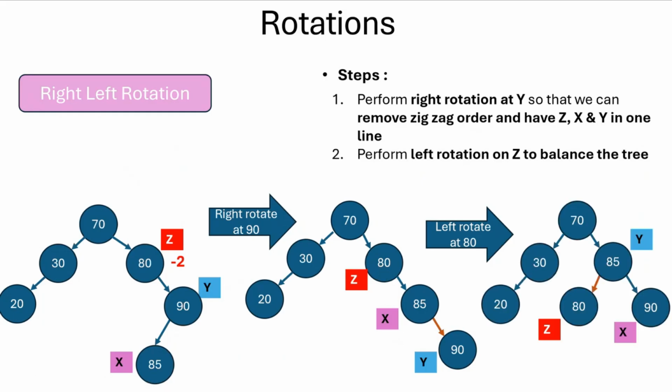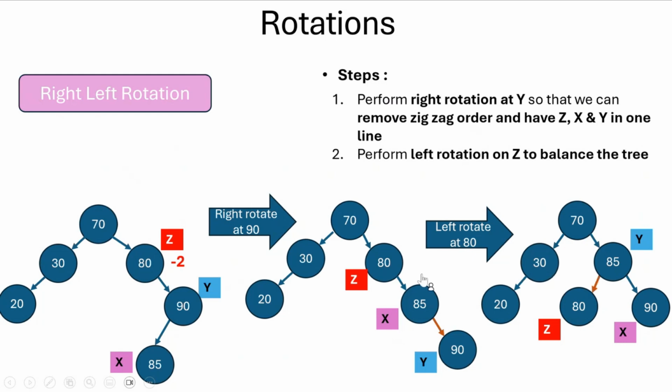So it is the standard left rotation logic. It is nothing different from what we discussed a couple of slides before, the left rotation and right rotation. So this is how the tree will look after rotation, and it is balanced now, 2 minus 2, 0.